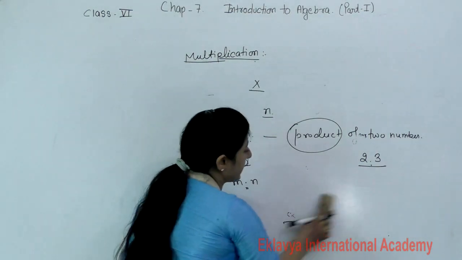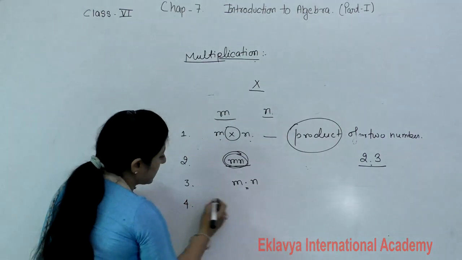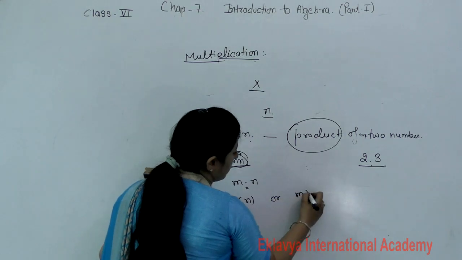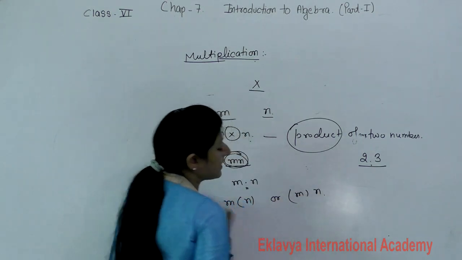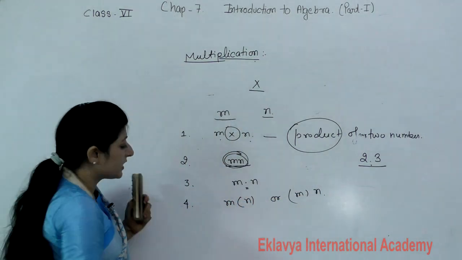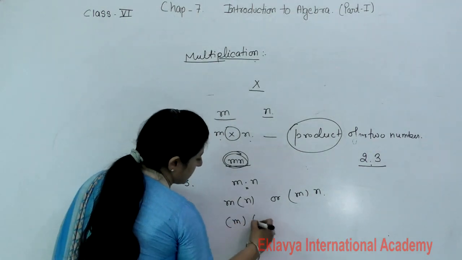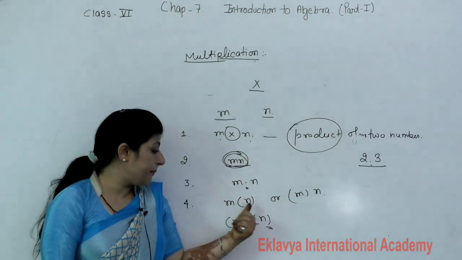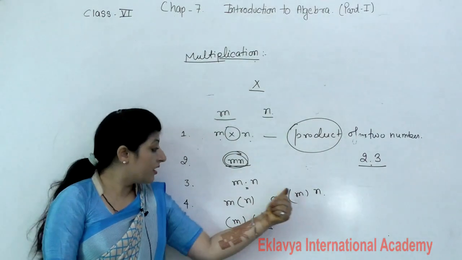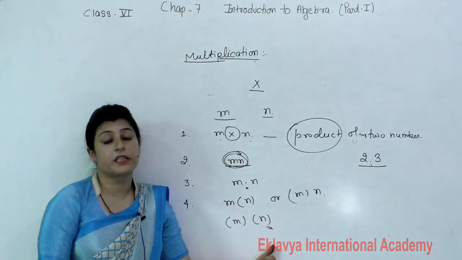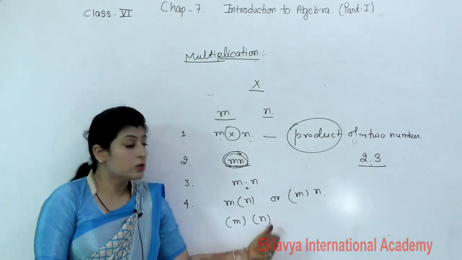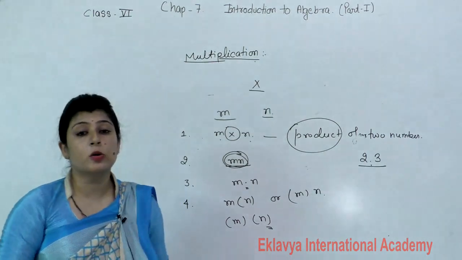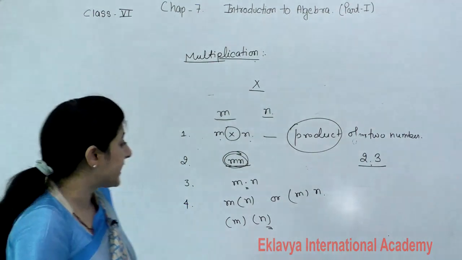Another way to represent the multiplication in algebra, suppose any one number is in parenthesis or maybe both number in parenthesis. This is called parenthesis. Maybe one number in parenthesis, maybe both number in parenthesis. So these all mean that we want to do the multiplication.